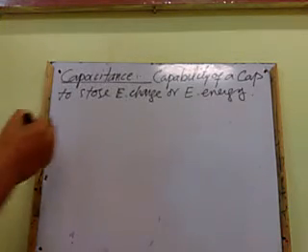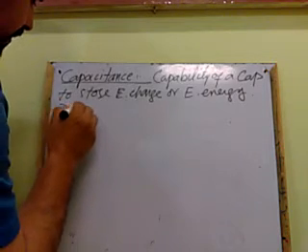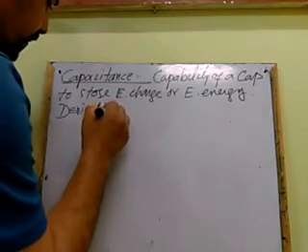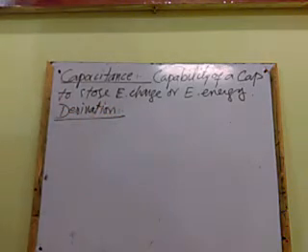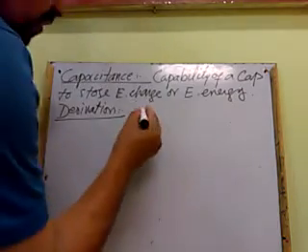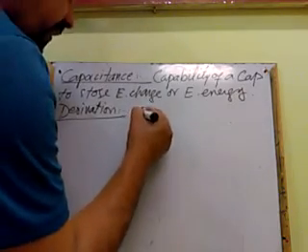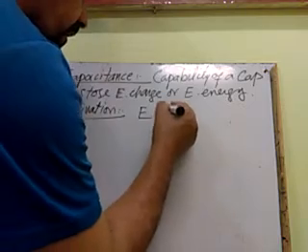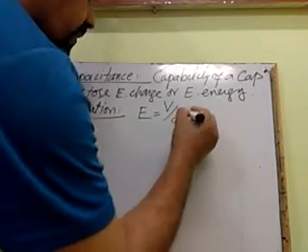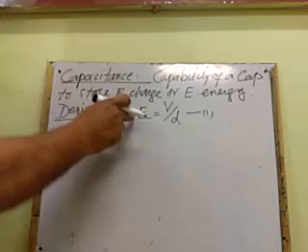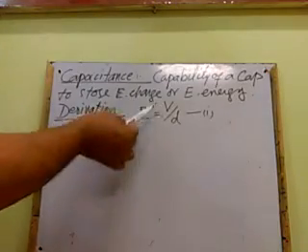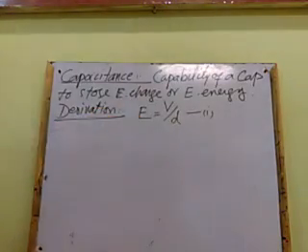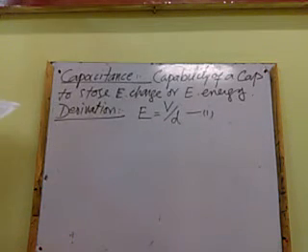For the derivation of the equation for capacitance, like previously we have discussed a concept of potential gradient where we can write it like this. This is equation 1, where E is the electric field intensity, V is the potential difference, and D is the distance between the two plates of the capacitor.